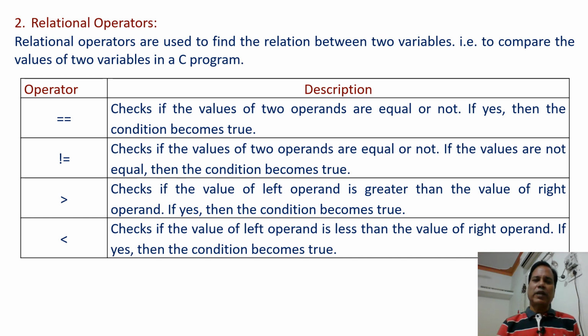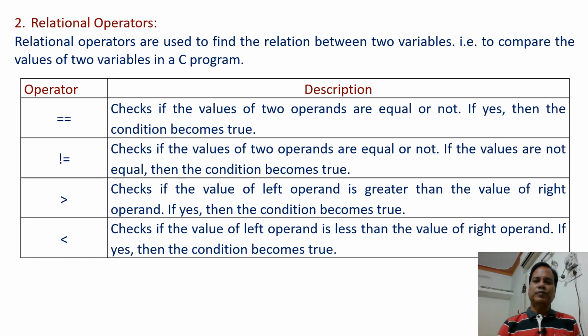So the first relational operator is the double equal sign. It checks if the values of two operands are equal or not. If yes, then the condition becomes true. Not equals checks if the values of two operands are equal or not. If the values are not equal, then the condition becomes true.